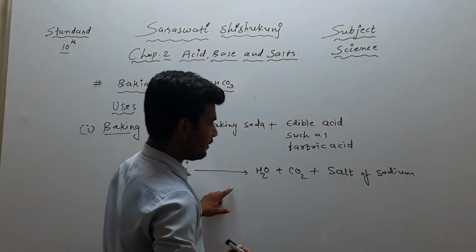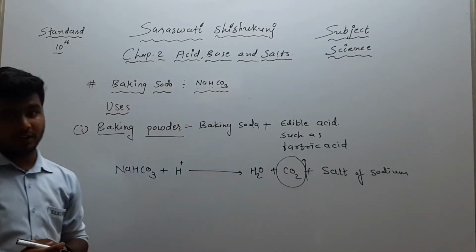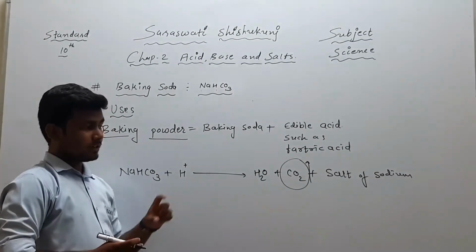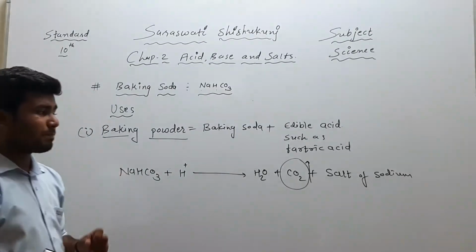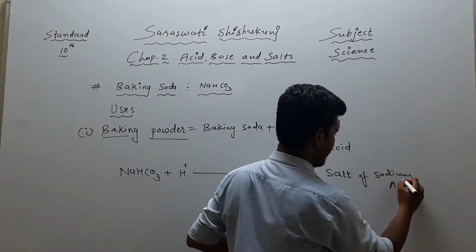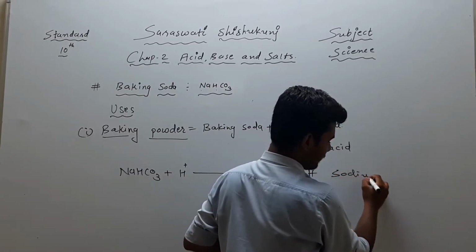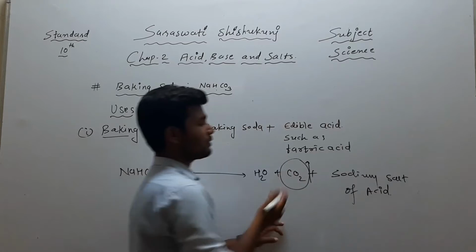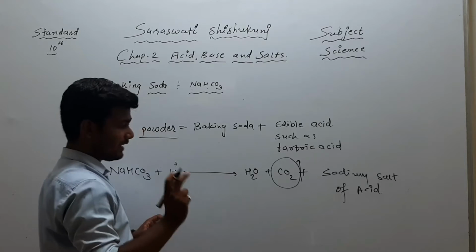Here you can see the carbon dioxide gas which is released during the reaction, and you know that this carbon dioxide is responsible for making cake soft. Due to this carbon dioxide gas only, the cake will become spongy, right? Here salt of sodium, or we can also call it sodium salt of acid. So just correct it, that is sodium salt of acid. This carbon dioxide is useful to make cake spongy.